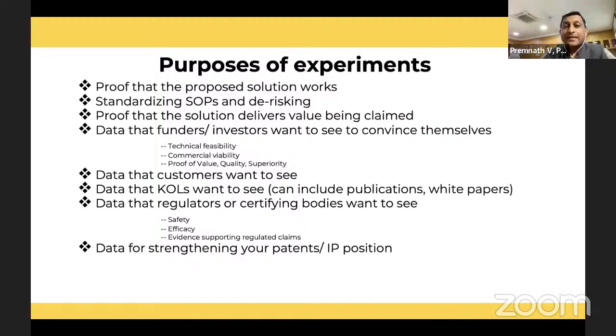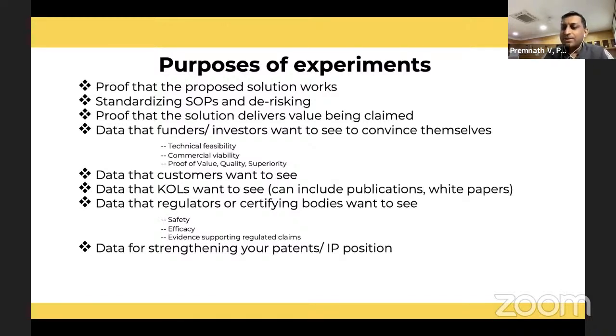There might also be some data that customers want and some data which your key opinion leaders want. In many knowledge intensive areas, these are all KOL driven markets. That means there are key opinion leaders who shape whether a product is accepted or not. They could be experts in the field, doctors, clinicians, and so forth. And they might want to see data which is of a quality that is acceptable to a reputed journal, for example, right? That might be an indicator for them of whether that work is reputable or not, right? So you might need to create that kind of data in those cases.